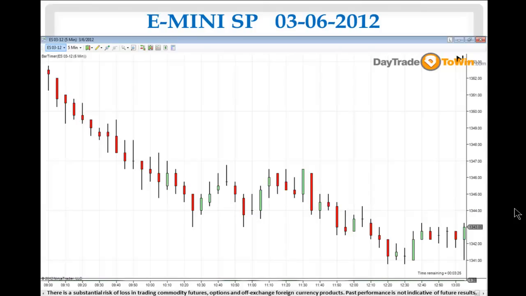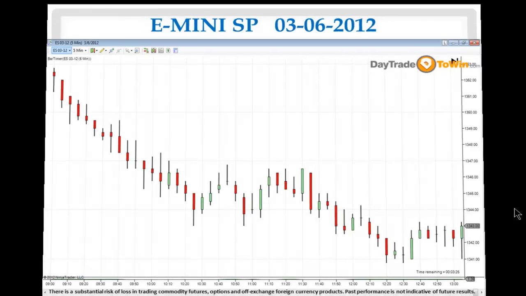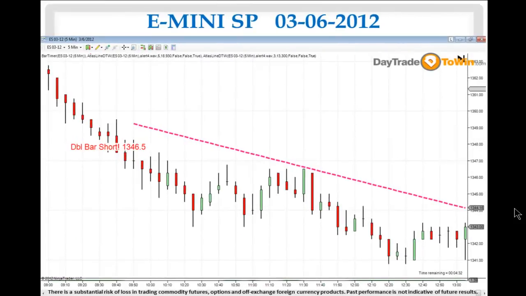There you go. All right, so to start off here, this is an E-mini chart, March 6, 2012. Plain old chart with just price action. And this is using one of the indicators that I use. It's a proprietary indicator called the Atlas line. This is what happened on March 6th.